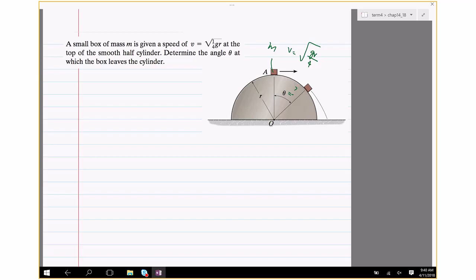So when the particle leaves the surface, the only way that will happen is when the normal force on the particle goes to 0. So we need to find an expression for the normal force between the particle and the cylinder, which means we have to draw a free body diagram. So let's start off with the free body diagram of the particle.